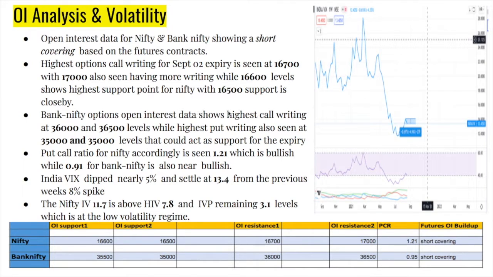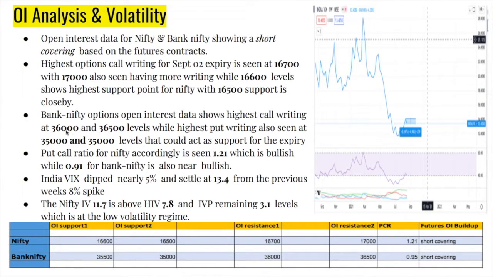Right now the put support is at 16,600 and then below that 16,500. So very good supports, and the resistances are far away at 17,000. That means it is also indicating bullishness. Put call ratio, if you see, you can understand that. You will see that, right?